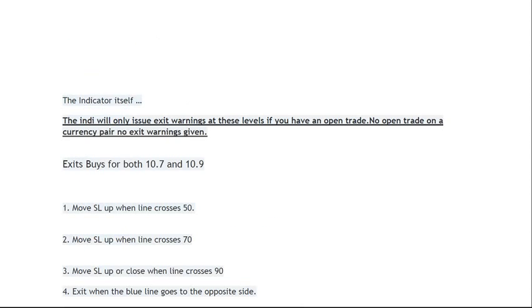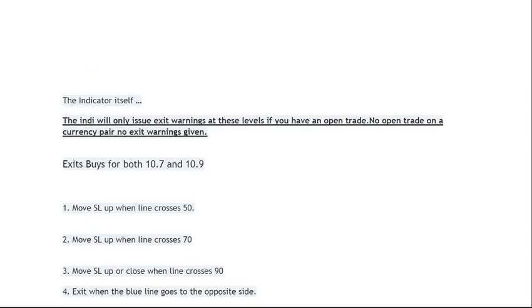The indicator itself will only issue exit warnings at these levels if you have an open trade. No open trade on a currency pair, no exit warnings given. Exits for buys, for both 10.7 and 10.9. These are for buy trades.